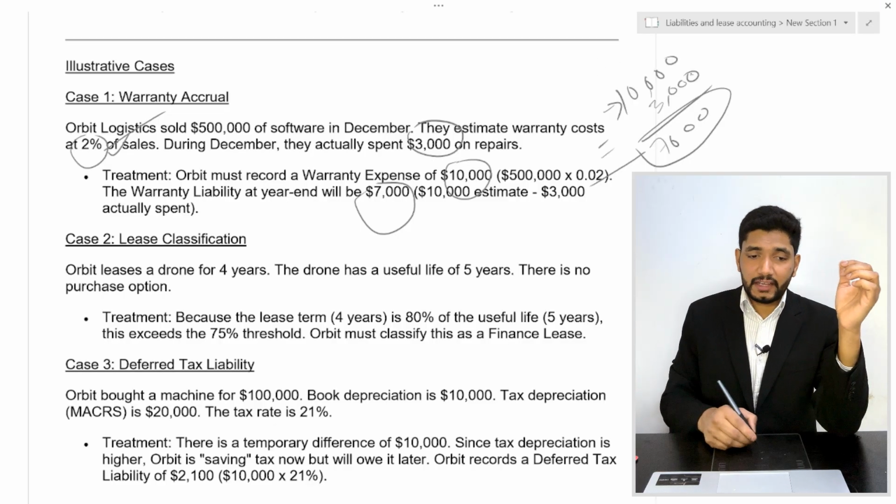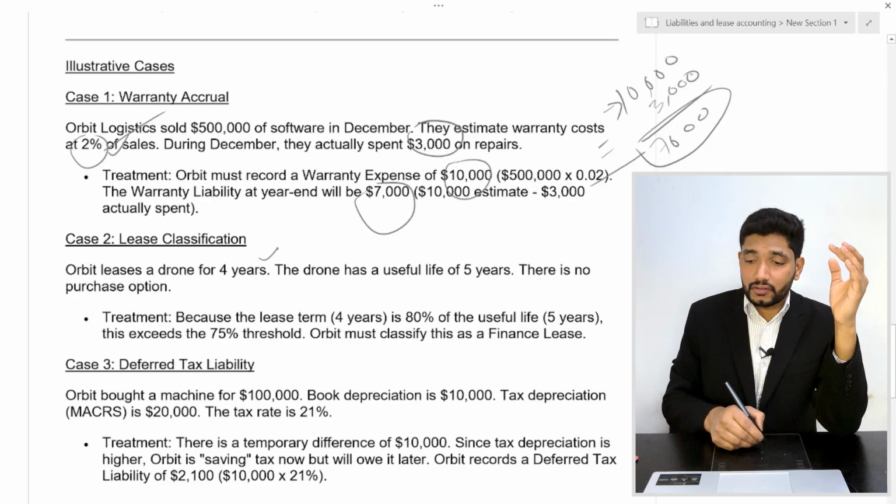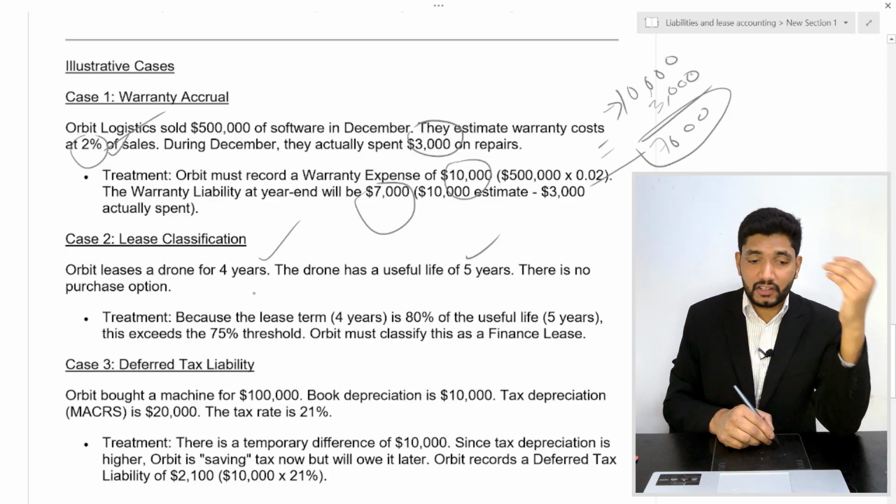So, let us move into the second case. Orbit leases a drone for 4 years. The drone has a useful life of 5 years and there is no purchase option.